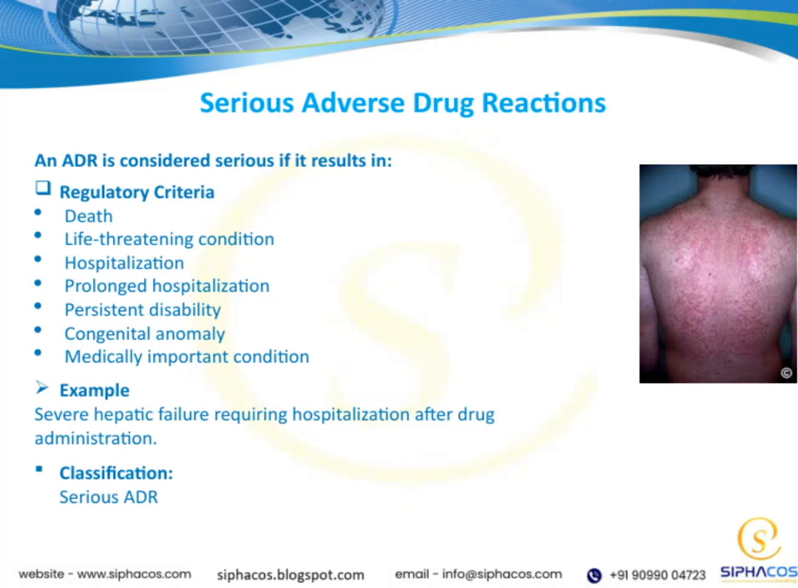Let's talk about serious adverse drug reactions, or serious ADRs. These are reactions that have major consequences, like causing death, or putting someone in a life-threatening situation. They can lead to hospitalization, or make a hospital stay longer than expected. Sometimes, they cause lasting disability, birth defects, or other medically important conditions. For example, if a drug causes severe liver failure that requires hospital care, that's classified as a serious ADR. Understanding these criteria helps us prioritize patient safety.